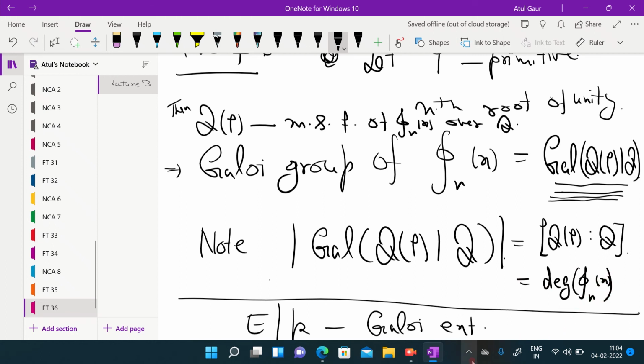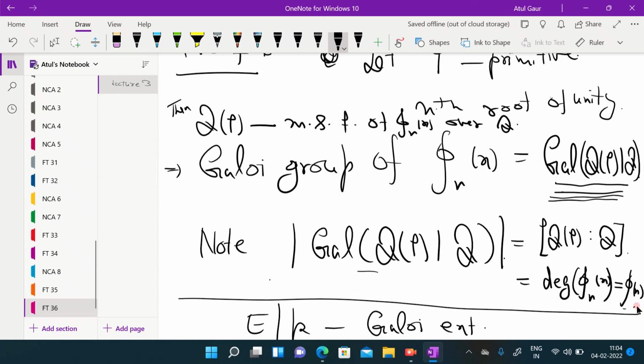And what is the degree of phi n x? Yes, phi n. So the Galois group's order is phi n, and you already know that the order of U_n is also phi n. As someone said, which elements are in U_n? Precisely those which are relatively prime to n.